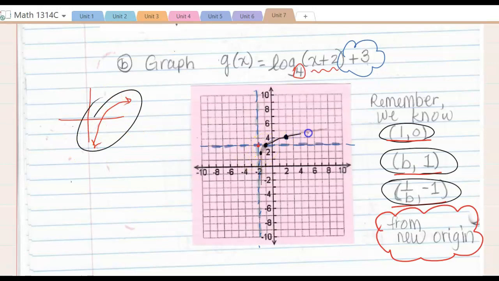I'm going to connect my dots. And we can still see that it has an asymptote. In this case, we have a vertical asymptote at x equals -2. And we can still see that our graph is continuous and that it looks like this. And that concludes this video.